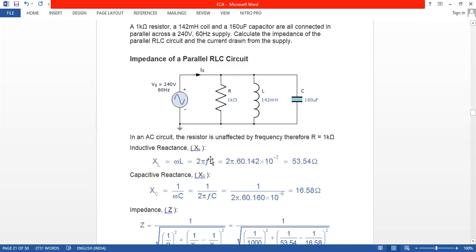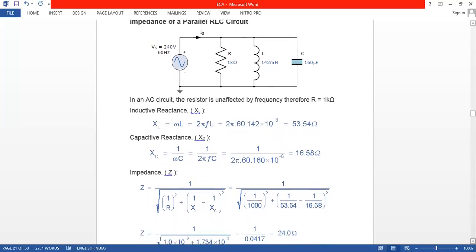XL is equal to 2 pi F into L. Any problem you have to write, XL is equal to 2 pi F into L. So substitute 2 into 3.14 into F. How much is given in this problem? 60. 60 into, and what is L? 142. 142 into milli means 10 power minus 3. You have to substitute 10 power minus 3. So what did we get for XL? 53.54 ohms. Just multiplication. You can check with the calculator.